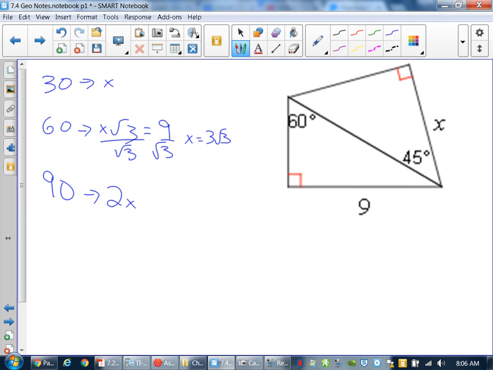So in my diagram, what side length should I use that value of x for? Should I worry about it going against the 30 or against the 90? We'll go to the 90. So if the value of x is 3 root 3, what is the value of it across from 90 then? 6 root 3, very good. So that means here is 6 root 3, which now means I know across from the 90 in what triangle? In the 45, 45, 90.